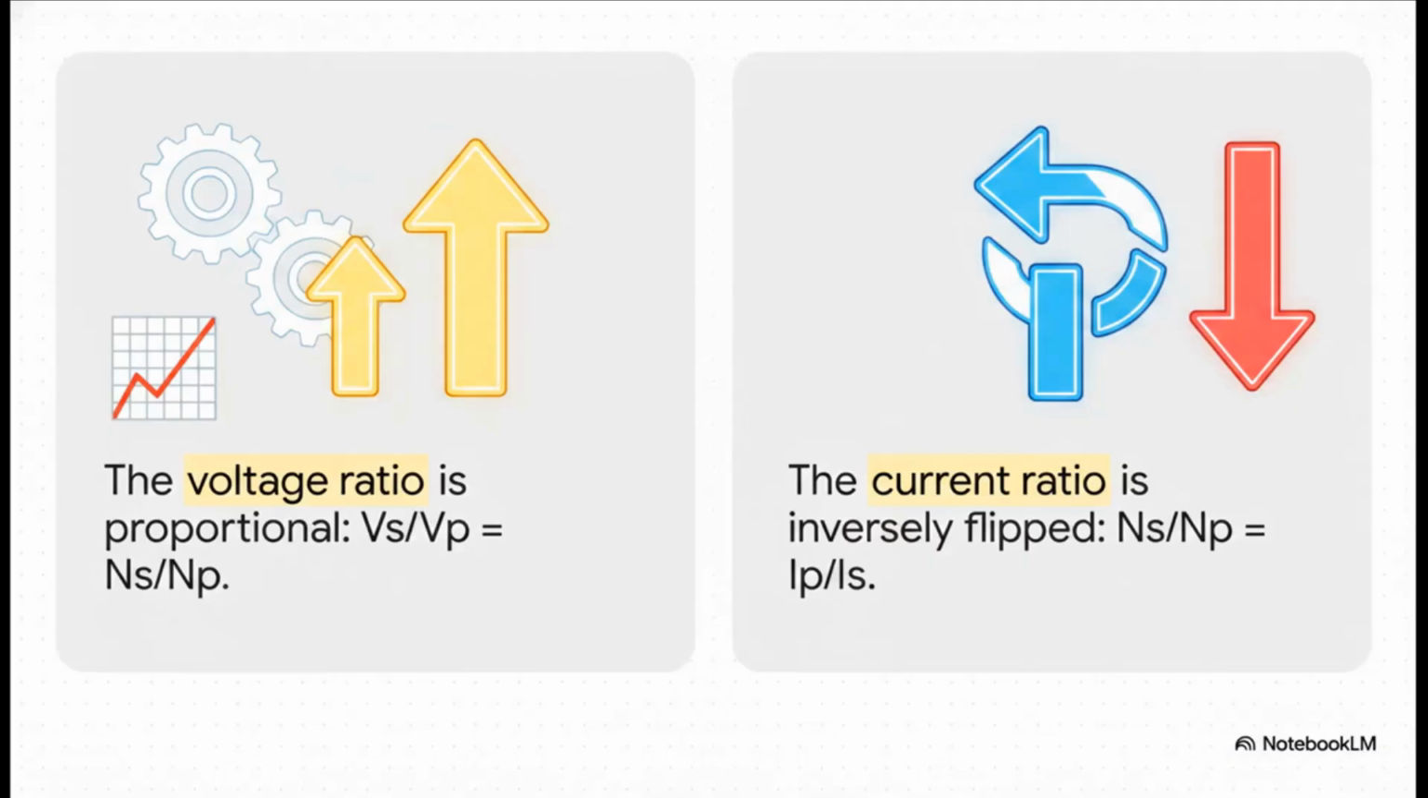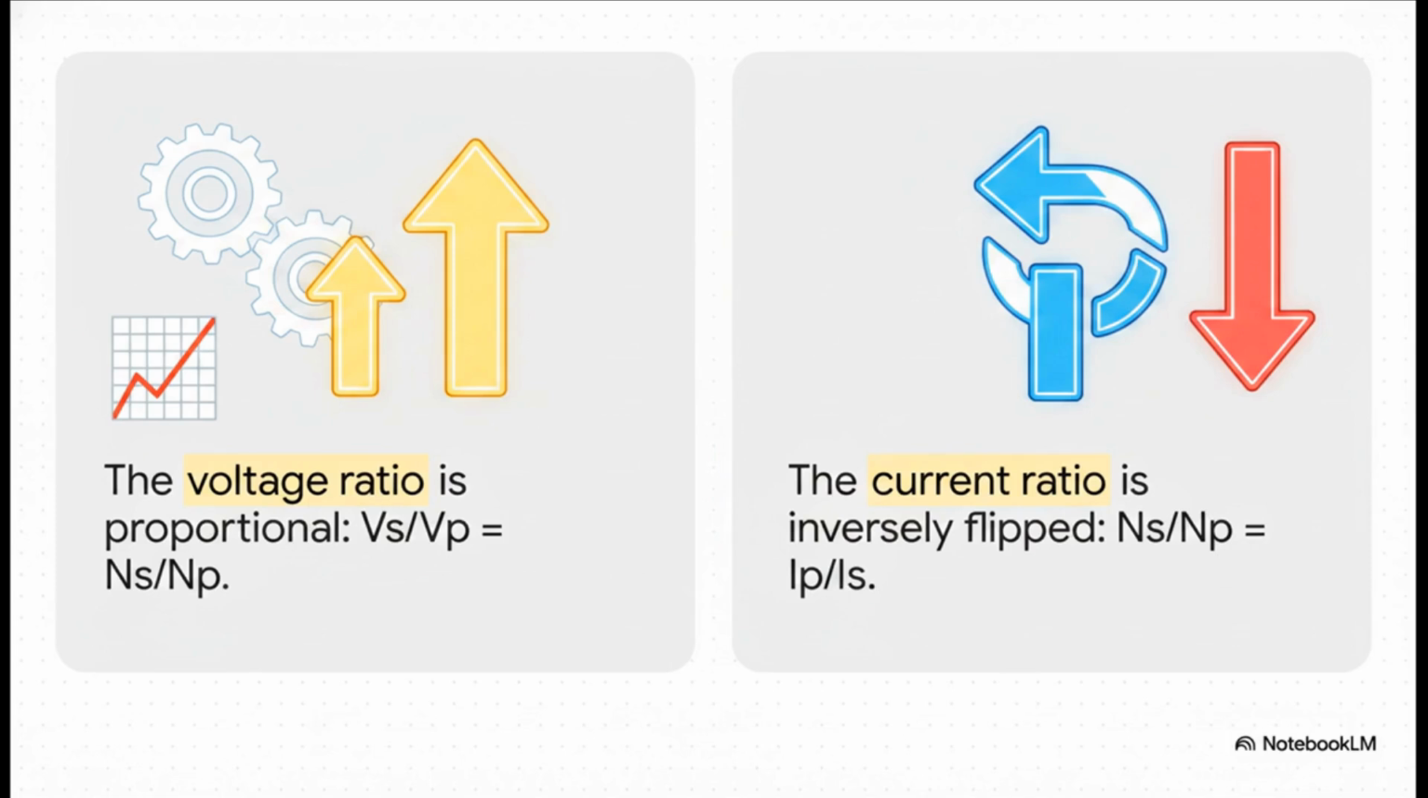And wow, here is the twist that trips up so many students. Check out the standard ideal transformer formula. On the left, the proportional voltage ratio. Notice how perfectly aligned the secondary variables are on the top. Vs over Vp equals Ns over Np. Turns go up, voltage goes up.